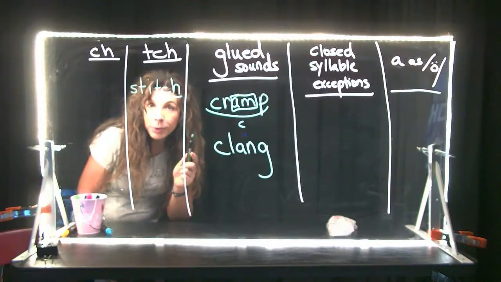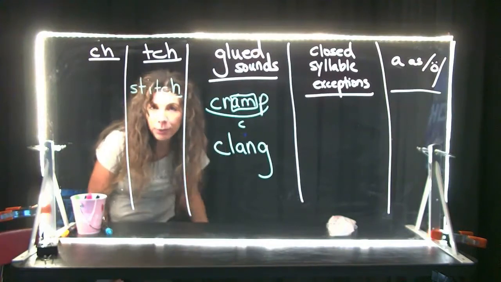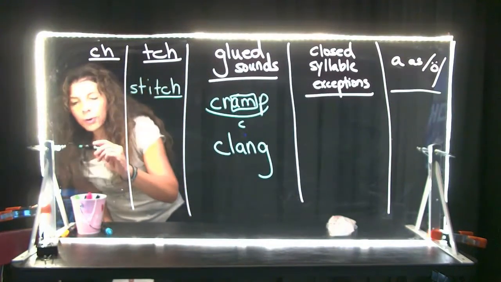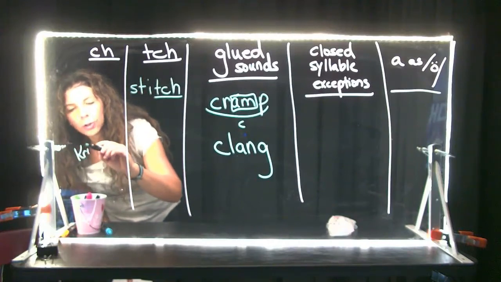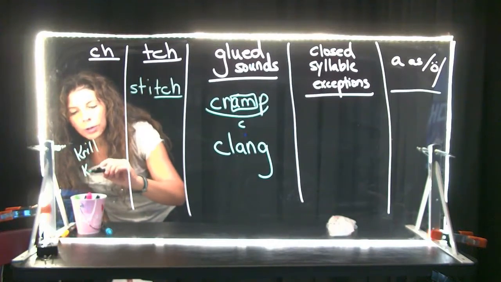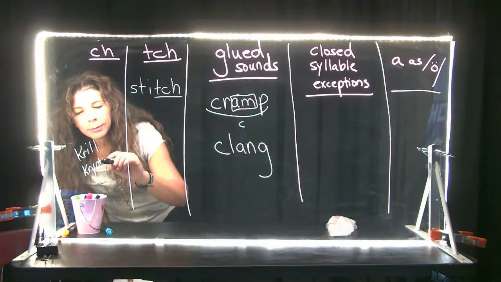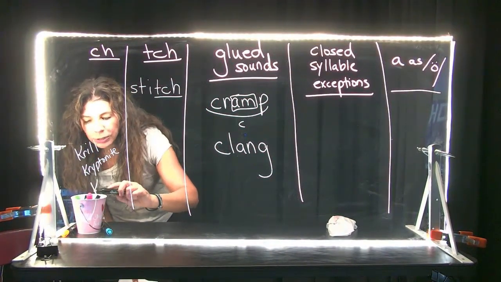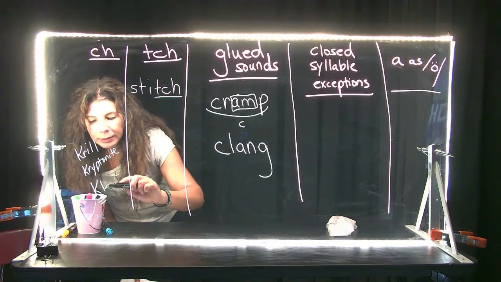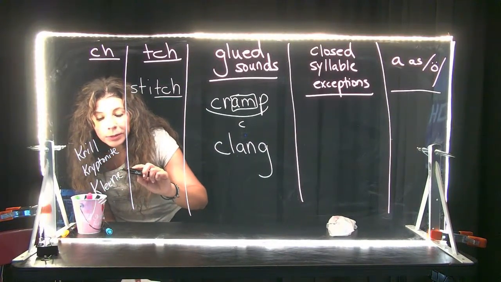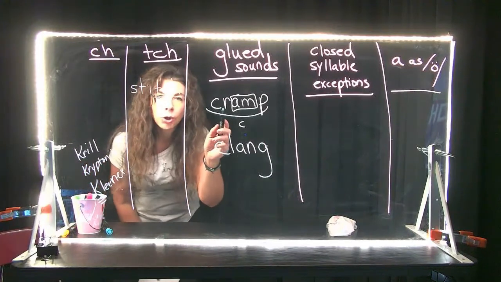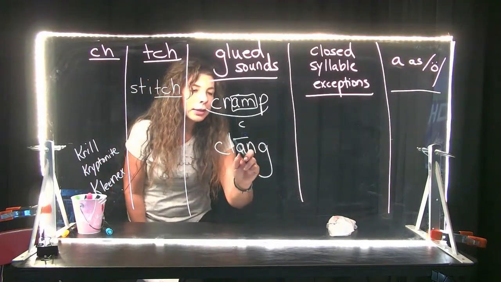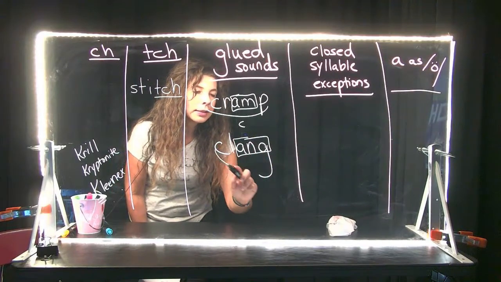Remember that C can make a K sound. But generally, usually, when you hear it at the end of the word as a blend, it will be a C. There are some few words like krill or kryptonite, or the word Kleenex, which is a brand. But most times, if you hear a K, it's going to be a C. So clang is right here. That's how you box that in. It is a closed syllable.